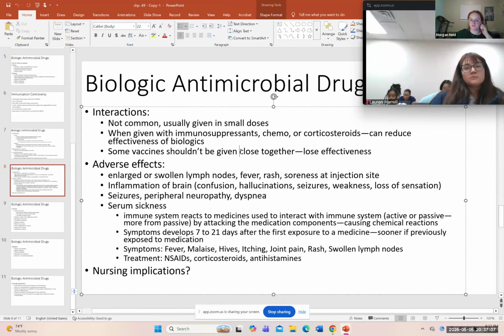Interactions aren't common. Usually, vaccines won't interact with other medications that you're taking. However, if you are immunosuppressed, so you're taking steroids, chemotherapy, or immunosuppressants, anything that's going to lower your immune system, the vaccine may not work as well, or the antitoxin may not work as well. Because the goal is to create an immune response, right? When I give you a vaccine, I'm hoping to create antibodies, right? If my immune system's lowered, I can't make those antibodies. Simple enough.